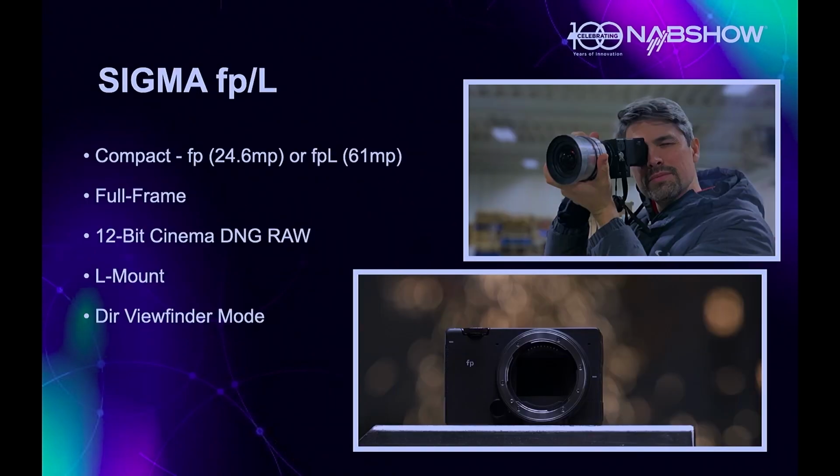Back to the FP for a moment, though. Full frame, 24.6 megapixels. There's also a big cousin called the FPL. That's 61 megapixels. Again, L mount, I mentioned some of these things, 12-bit Cine DNG RAW, and then that director's viewfinder mode that you saw earlier.